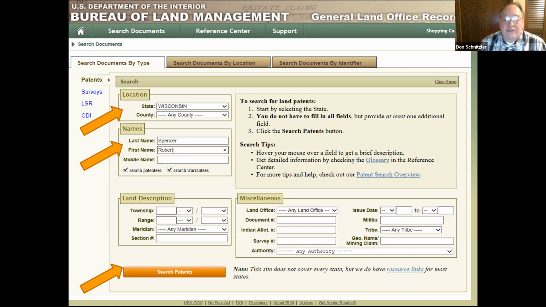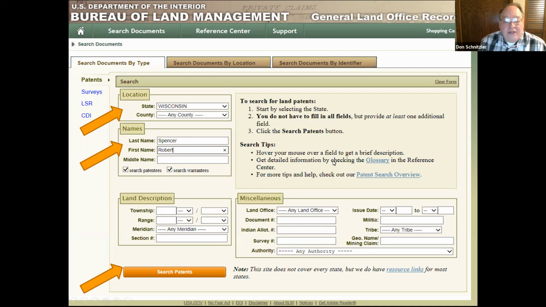In my case here, though, I just wanted to use this as an example. I know that they were in Wisconsin and in Marathon County. I could have put Marathon County down, but sometimes less is more. So you could do a search for Robert Spencer in Wisconsin and get a list of them, or you could do a search for just Spencer and get a bigger list. It's probably best to play with it a little bit to see what the results are.